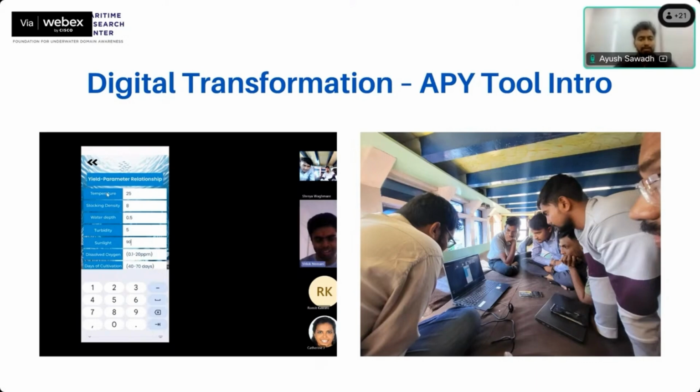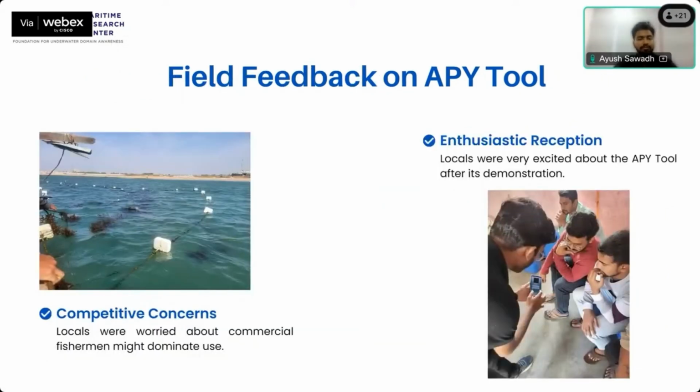So our APY tool uses sensors to track these conditions and runs an algorithm to predict yields with up to 98% accuracy based on internet data. And we are also working to make it 100% with on-ground data. We introduced this tool to farmers in both Ratnagiri and Veraval, and their reactions were eye-opening. So let's move to the field feedback on our APY tool.